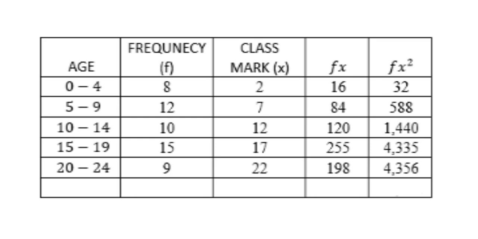49 by 12, you're going to get 588. The next value, you're getting 1,440. The next value, 4,335. The next value, 4,356. That is correct. So you multiply your f by your x squared values, or you can simply multiply the f by, for instance, 9 multiplied by 22 squared on the calculator, and you get your fx squared.